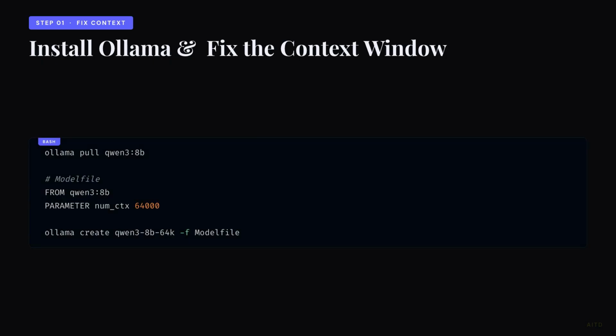The most reliable fix is a model file. First, pull the model shown here. That's a solid starting model for machines with 8 GB of RAM. Then create the model file you see on screen and run the build command below it to bake that context setting permanently into a new model variant.